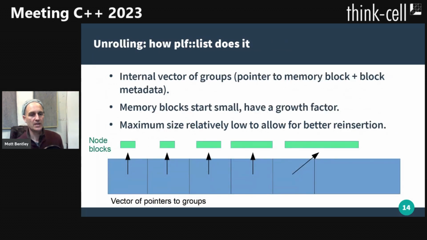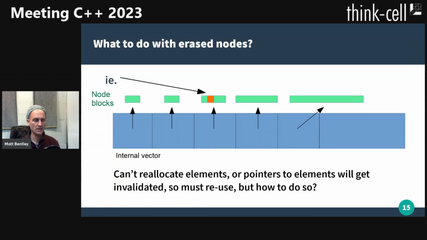So here's the basic structure of it. You have a vector of pointers to groups, which are basically a pointer to a memory block plus block metadata. The memory blocks start small, have a growth factor, and the maximum size is kept relatively low to allow for better reinsertion. We'll get to that later on. So, erased nodes, we can't reallocate backwards like you do with a vector or a deque, or you invalidate all the pointers to your elements, which is one of the reasons we use PLF, any kind of linked list. So what do we do instead?